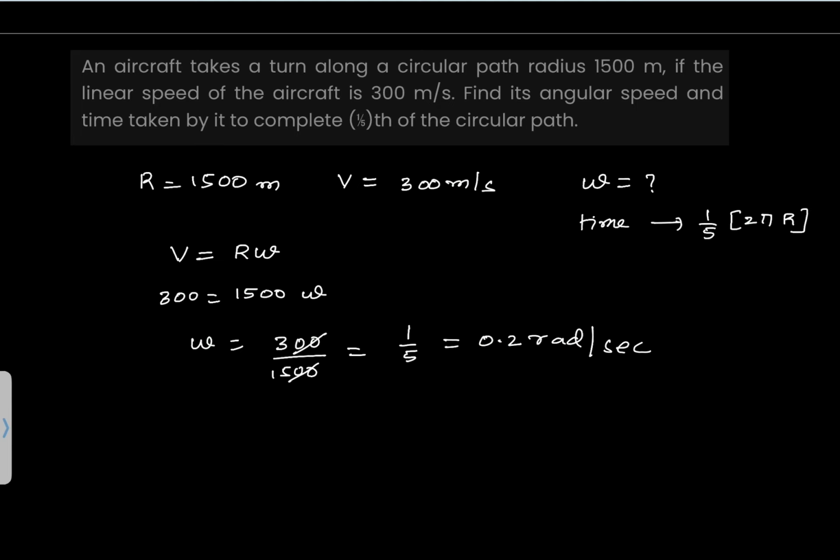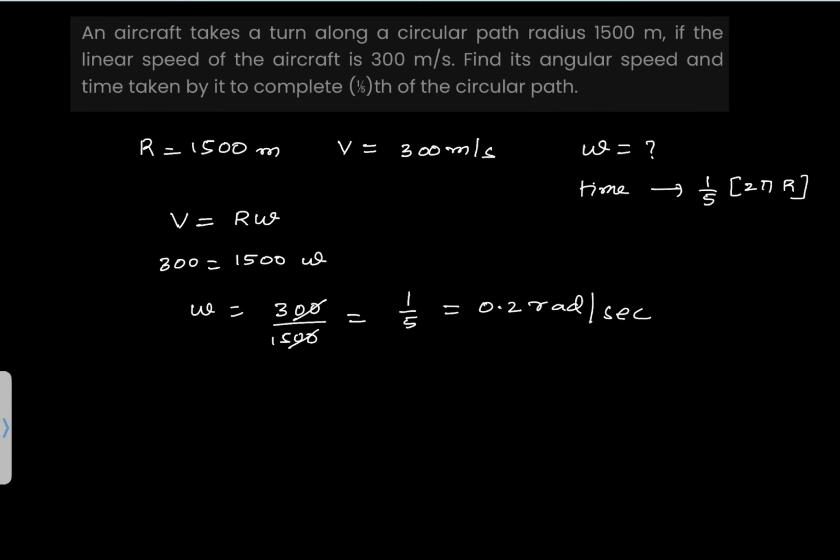Let me calculate time also. While calculating time, if it were giving the total time period, then definitely I'd use the 2 pi by omega formula. But here I cannot use 2 pi by omega. Please see, he is talking about only 1/5 of 2 pi r. So I'll just use this formula: speed equals distance by time. I need to calculate time here, so the distance will be 1/5 of 2 pi r divided by t. And the speed is given in the question, which is 300 meters per second.